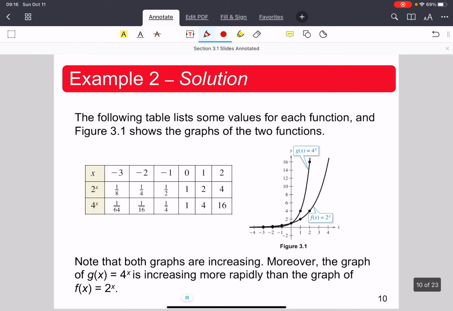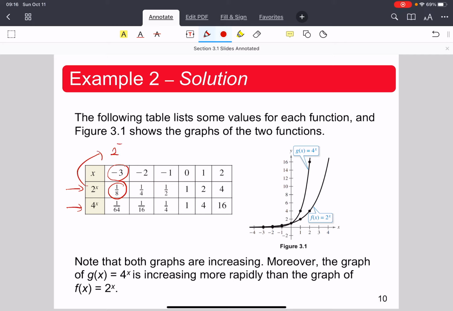So here I provide a table of values for x, and then I'm gonna evaluate each of these functions for the given x's. So when x is negative 3, 2 to the x becomes 1 over 8. So you may be wondering, how did that happen? Think of it this way.